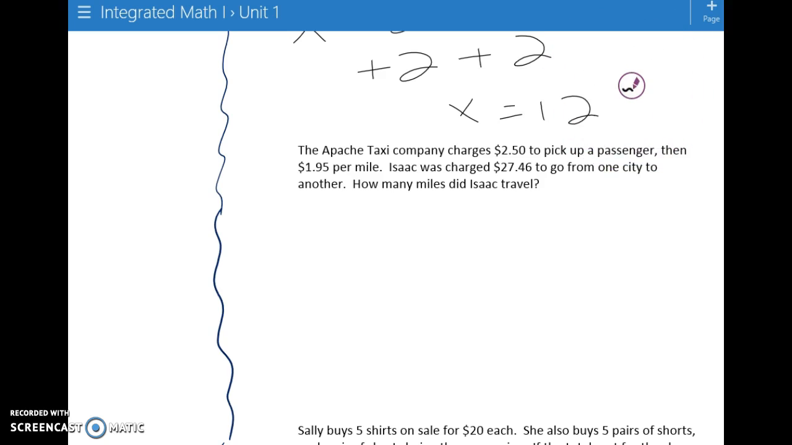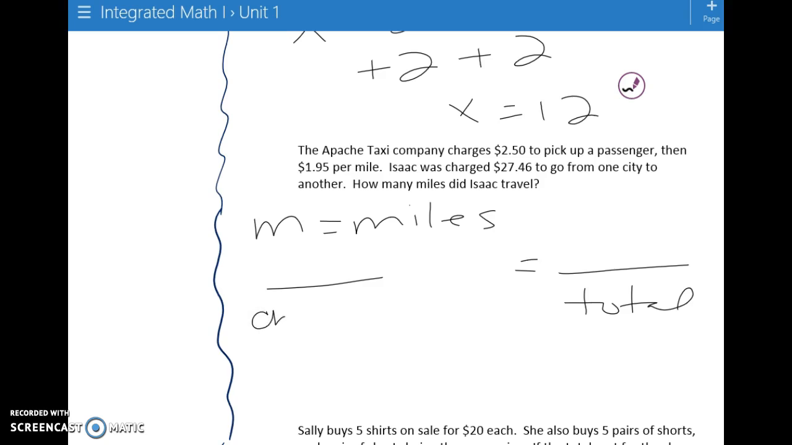The Apache Taxi Company charges $2.50 to pick up a passenger, then $1.95 per mile. Isaac was charged $27.46 to go from one city to another. How many miles did Isaac travel? Well, our variable is miles. That's what we're looking for, right? Now let's think of the big picture here. So the total bill is made up of what?